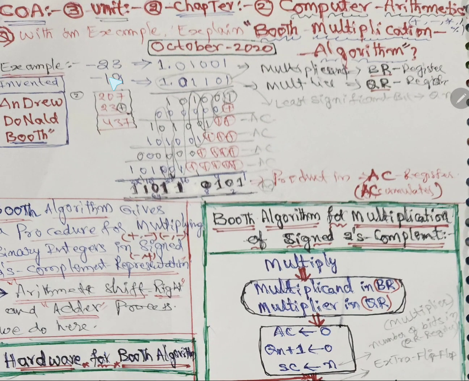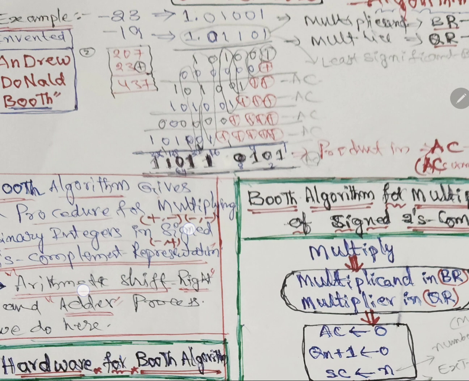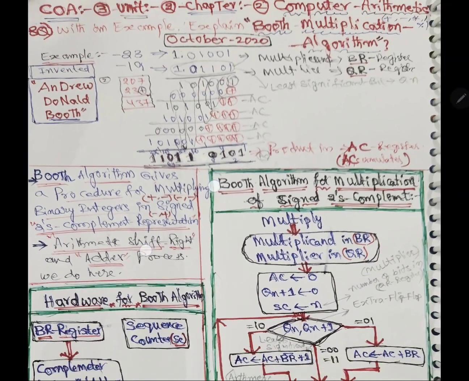I have taken the same example as in the last video, 23 and 19, with negative numbers, minus 23 and minus 19. Here we need to change them into binary representation, nothing but signed magnitude. Then we change it into 1's complement, and then into 2's complement. That is what is given here. See the cursor, 2's complement. Then we need to do the multiplication operation.